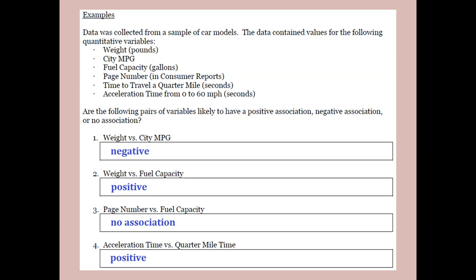The next one, weight versus fuel capacity. Bigger, heavier vehicles are going to have larger fuel tanks. They should have more fuel capacity. So you expect a positive association between those variables. The third one, page number versus fuel capacity. The page number really doesn't have anything to do with the vehicle itself. So here, intuitively, you expect there to be no association at all between those variables. And the last one, acceleration time versus quarter mile time. Those are directly related, and certainly you'd expect a positive association there.